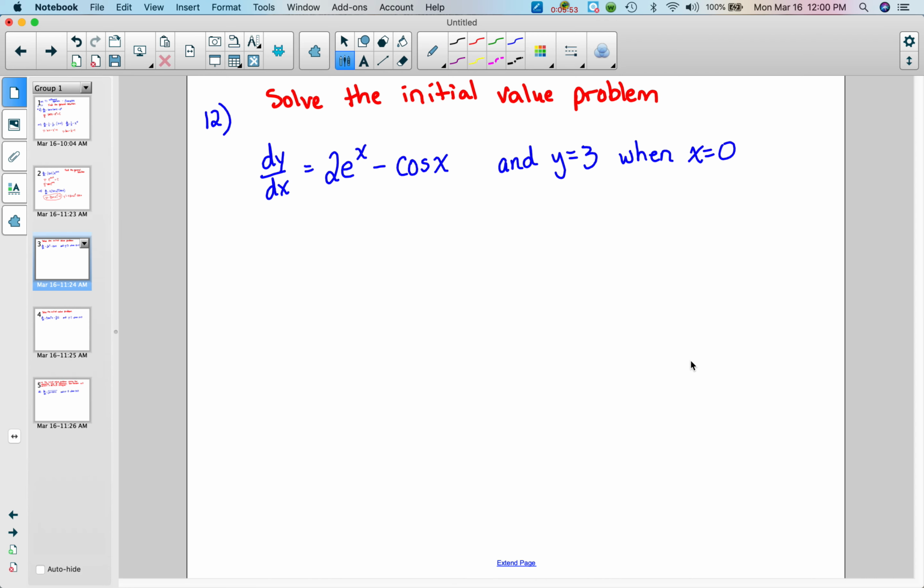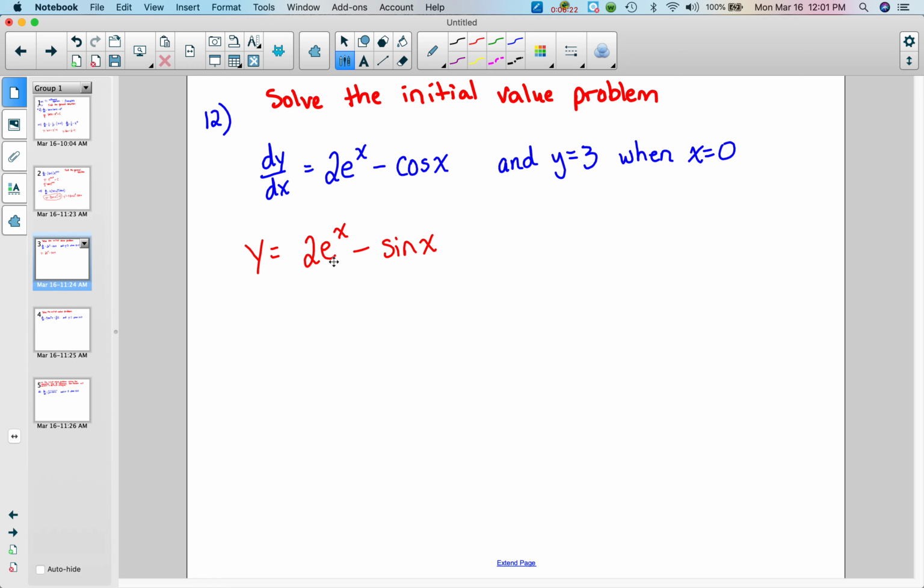Now this one, I'm told, is an initial value problem. So I'm not just finding the general solution, so I can go beyond having a plus c, and I can actually figure out what that constant is. So that's what we're going to do on this one. So I start off the same way with the antiderivative. So y equals the antiderivative of 2e to the x is 2e to the x. The antiderivative of cosine is sine.